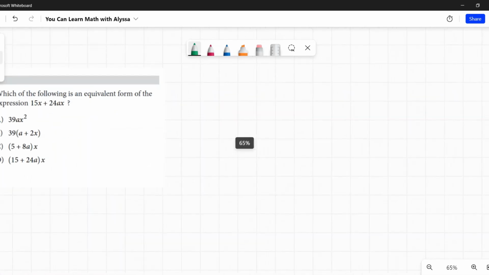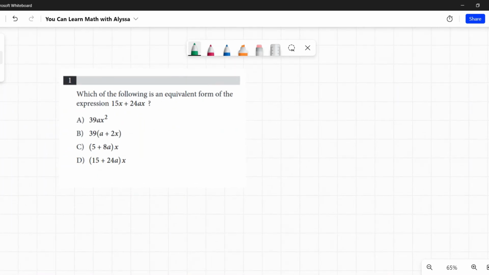Right off the bat, when it says which of the following, they are straight up telling you, look at the answers first. I generally tell students to look at the answers first on the SAT because it can give you valuable clues as to how to approach a problem. But in this one, they're telling you which of the following is equivalent. So I have this one, 39ax squared, that looks different from all the rest. And all these three have parentheses. But first, let's look at 39ax squared.